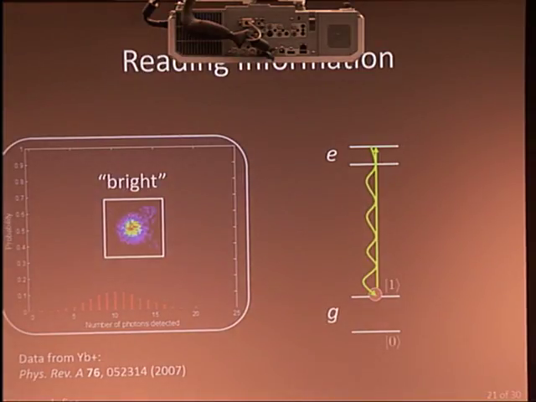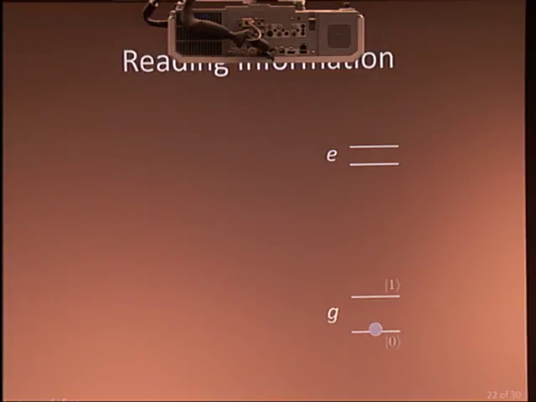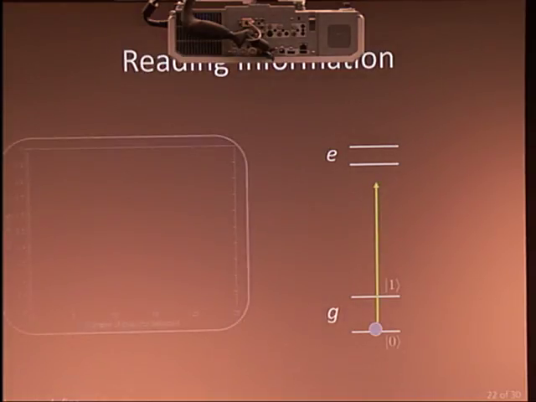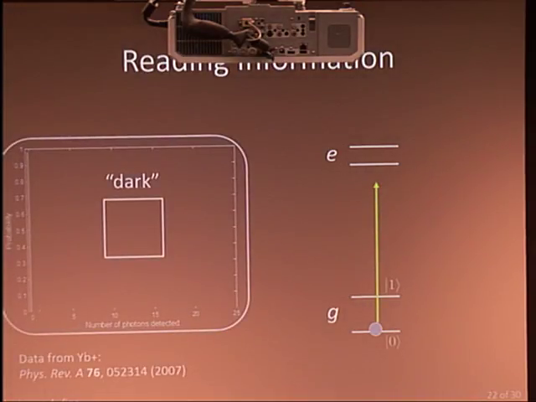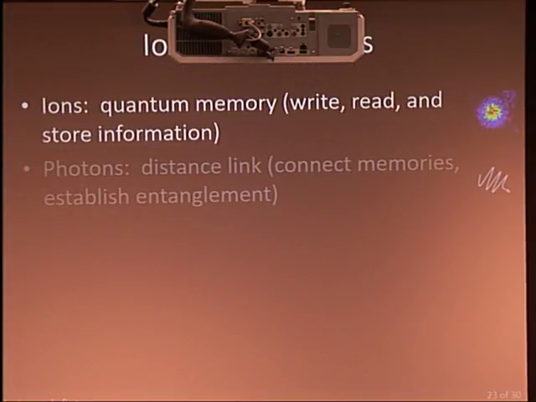Conversely, if the atom was initially in the state 0, you shine on that exact same laser light, it's no longer on resonance because of the hyperfine splitting, it's now off resonance, and so it doesn't scatter the light, it doesn't absorb and re-emit it, and so it looks dark. So by distinguishing between the atom being bright or dark, you can distinguish between whether the atom was a 0 or a 1. And so we can read out the state of the atom. All right. So we now know how we can basically write, read, and store information in individual atoms.